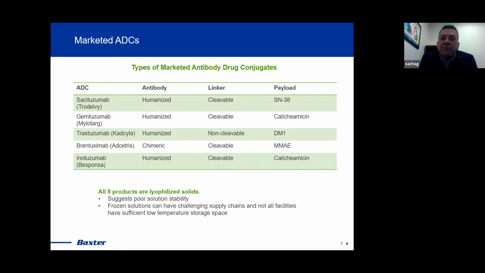Now here's just an example of the marketed ADCs. There are 5 of them, at least that I am aware of. And you'll see on the left side of the table, the different ADCs. The next column is the antibody. I placed either humanized or chimeric here. In general, they all use a type of IgG, typically IgG1 or IgG4. Then currently there are cleavable and non-cleavable linkers that are marketed. And then each of them is associated with a payload.